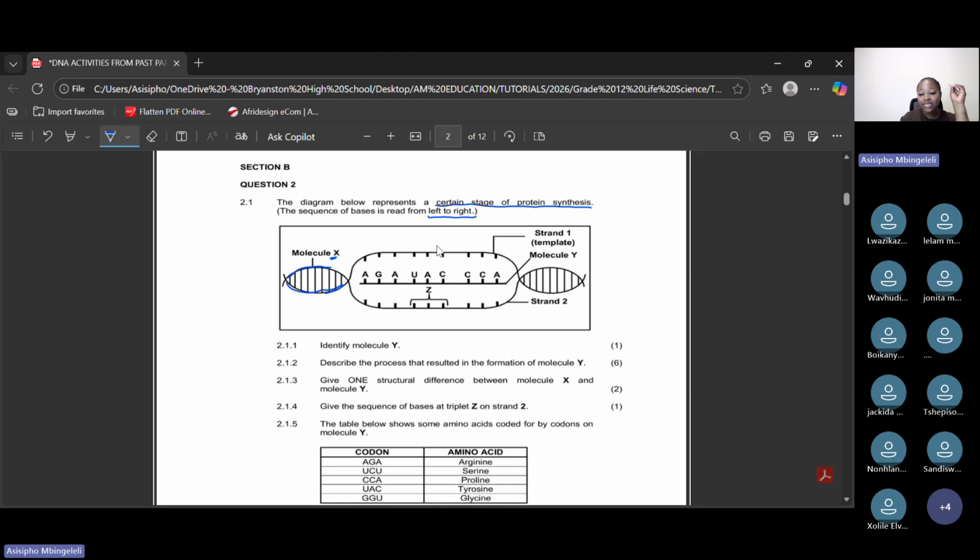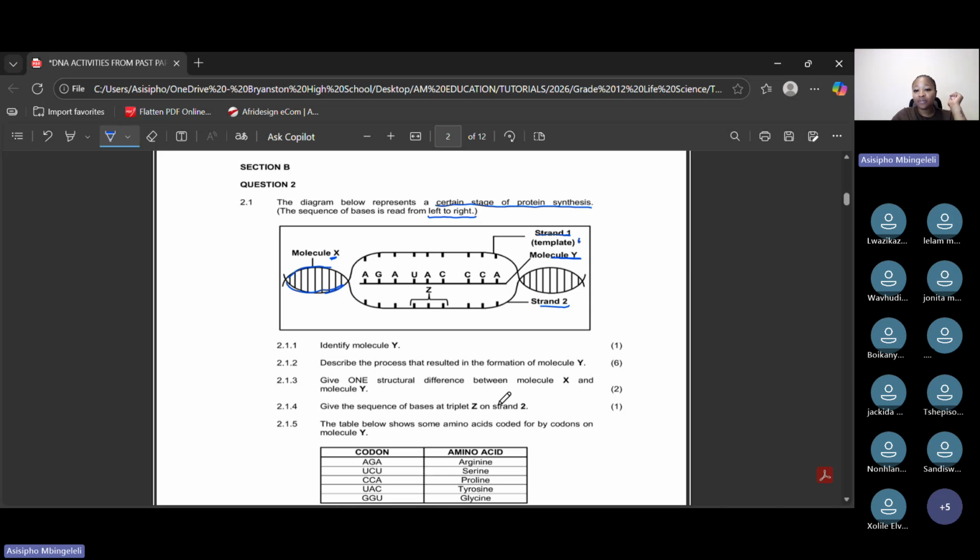Now they give us the names of the strands. They say this is strand 1 and then this is strand 2. Between strand 1 and strand 2, they tell us that strand 1 is a template. That should ring a bell for us. And then between these two strands, there's a strand or a molecule that has now been formed, and they're saying that is molecule Y. So between the two strands, they've used bases of the template strand to form molecule Y. Me and you should know exactly what is happening here.